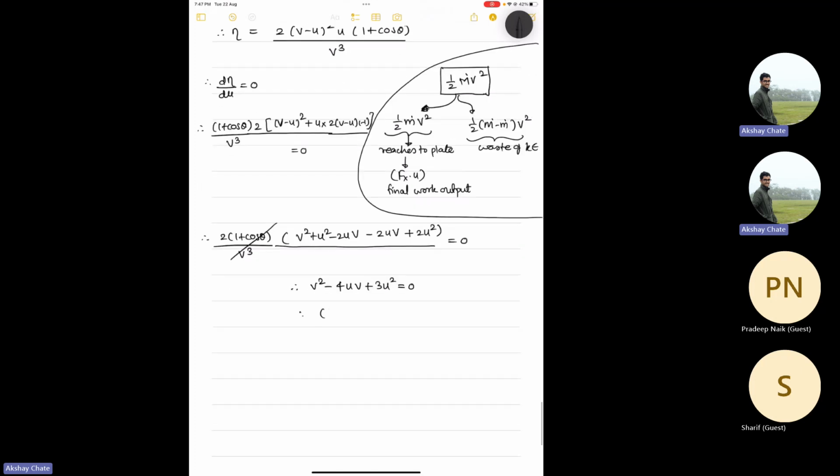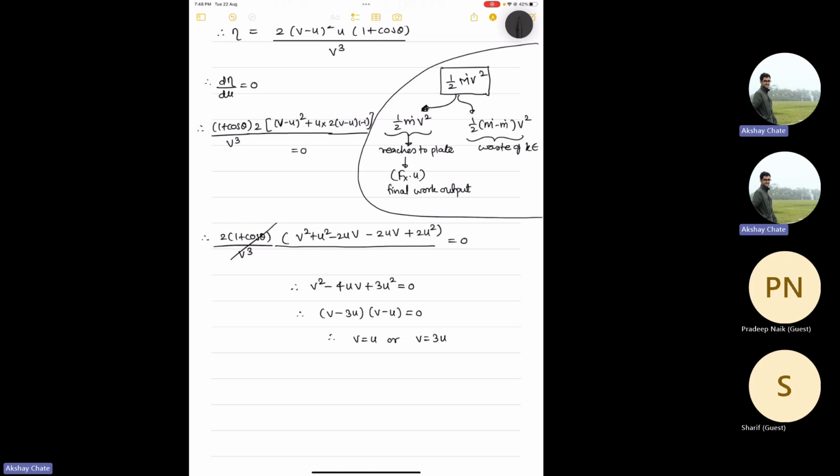And if you solve it, it will be (V minus 3u) into (V minus u) equal to 0. So therefore, V can be equal to u or V can be equal to 3u. So there are two options: V equal to u or V equal to 3u.